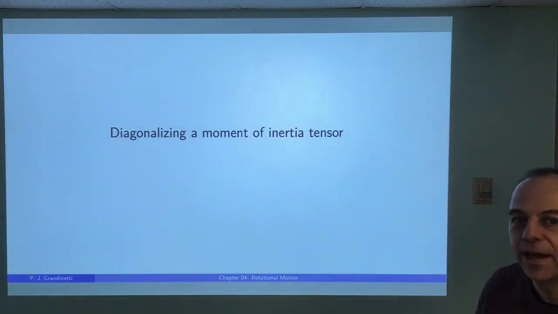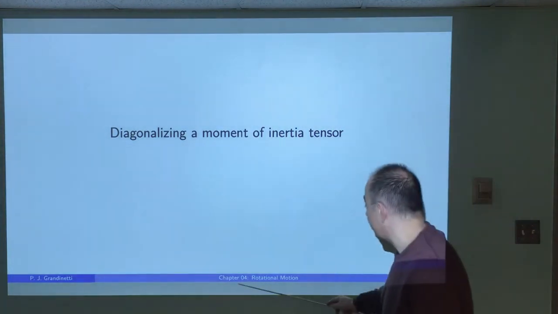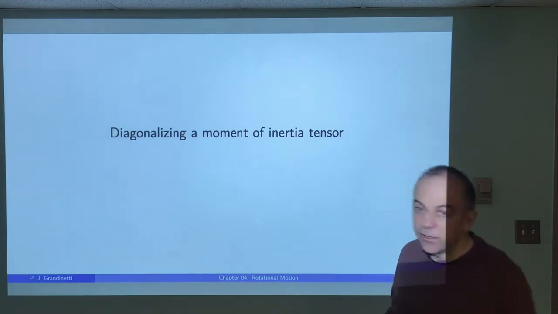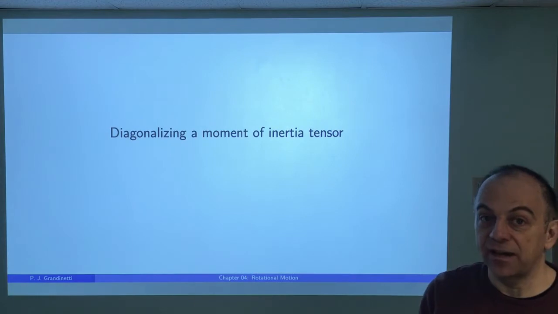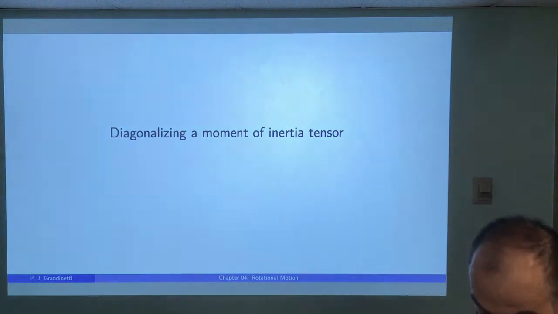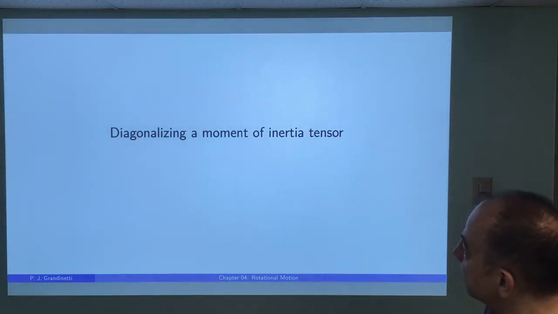Welcome back to Chem 4300. In this video, we're going to continue Chapter 4 on rotational motion, and now we're going to look at how you might go about diagonalizing a moment of inertia tensor that's not initially diagonal in your orientation that you've chosen.